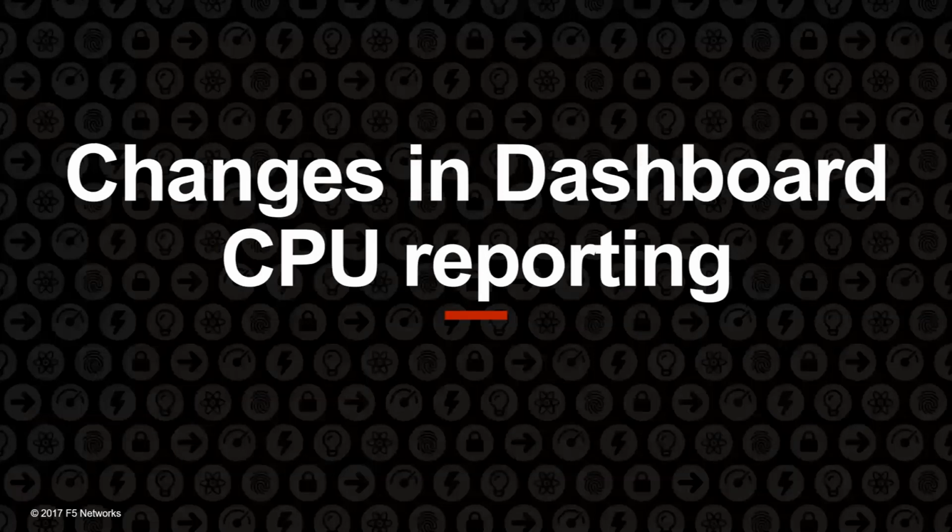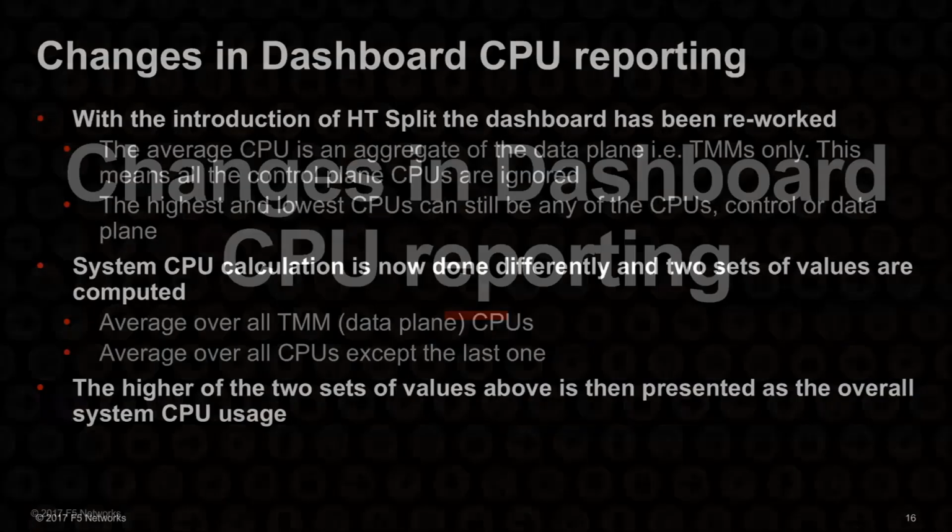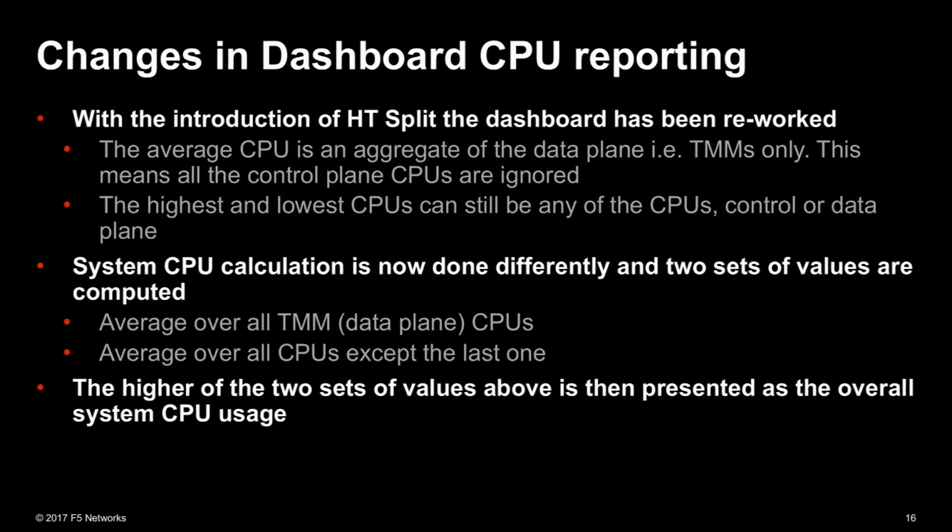Okay, we will discuss now the changes in dashboard CPU reporting. With the introduction of HT split, the dashboard has been reworked. The average CPU is an aggregate of the data plane TMMs only. This means that the control plane CPUs are ignored. The highest and lowest CPU can still be one of the CPUs, control or data plane. We will see that now in an example.